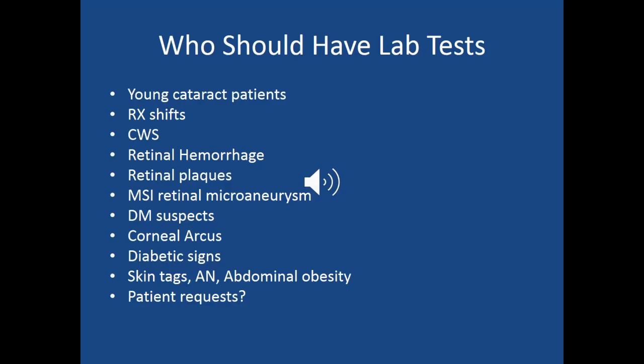So who should have lab tests? Where should lab tests be done? I'm asked this question quite a bit as myself and Dr. Gold travel around and give this lecture.